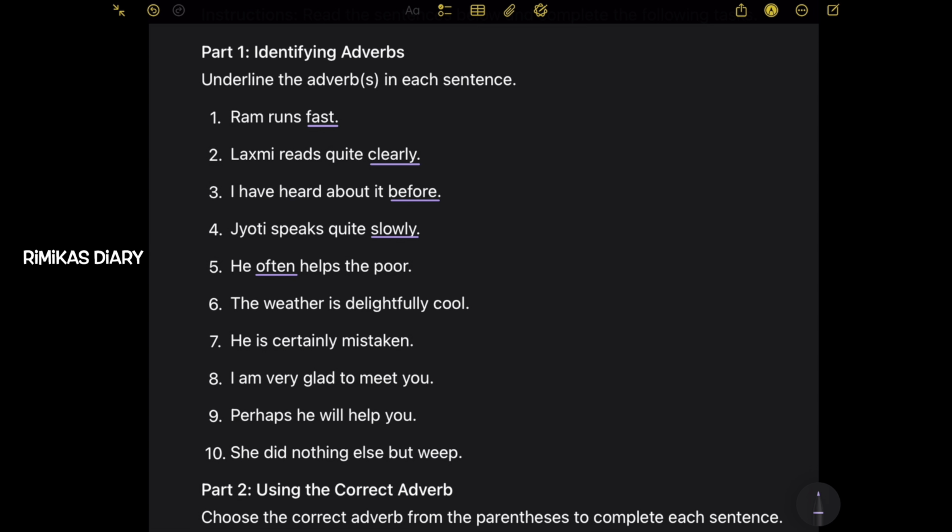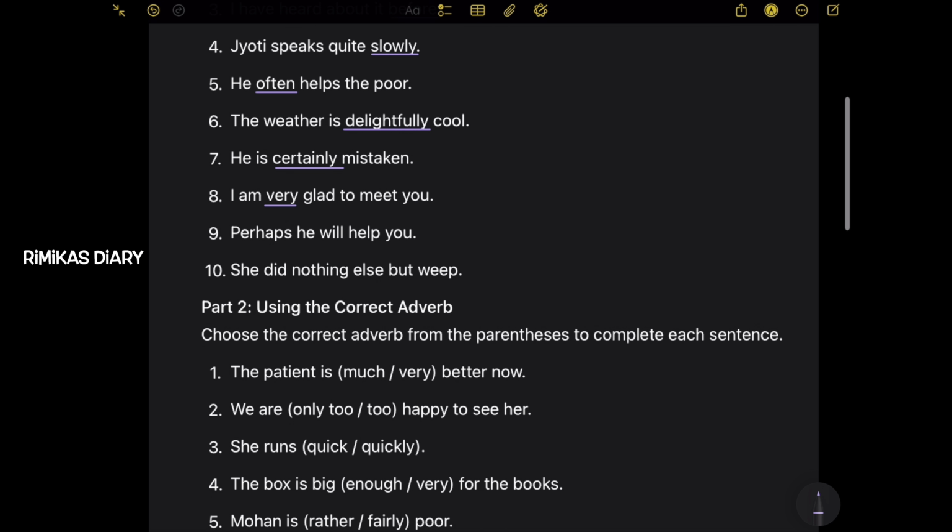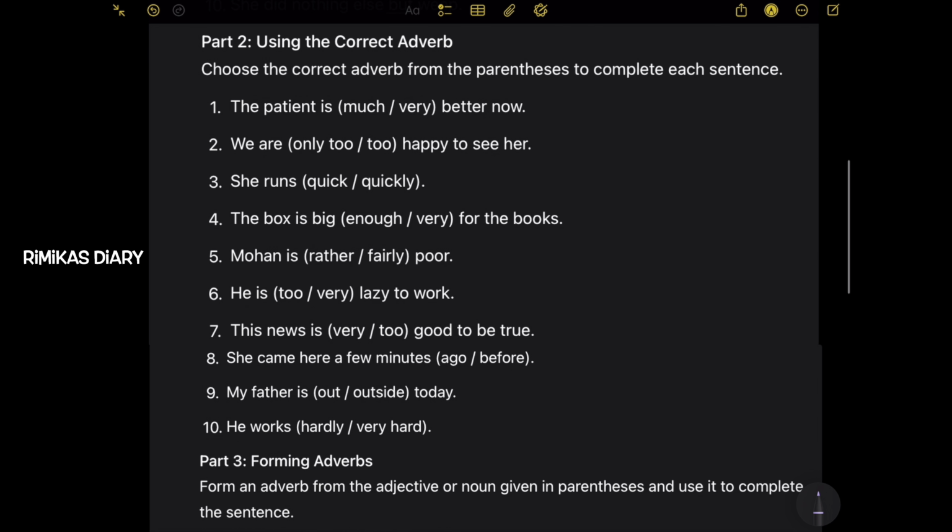The weather is delightfully cool. He is certainly mistaken. I am very glad to meet you. Perhaps he will help you. She did nothing else but weep. Part 2. Using the correct adverb. Choose the correct adverb from the parentheses to complete each sentence. So the patient is much better now, very better now.